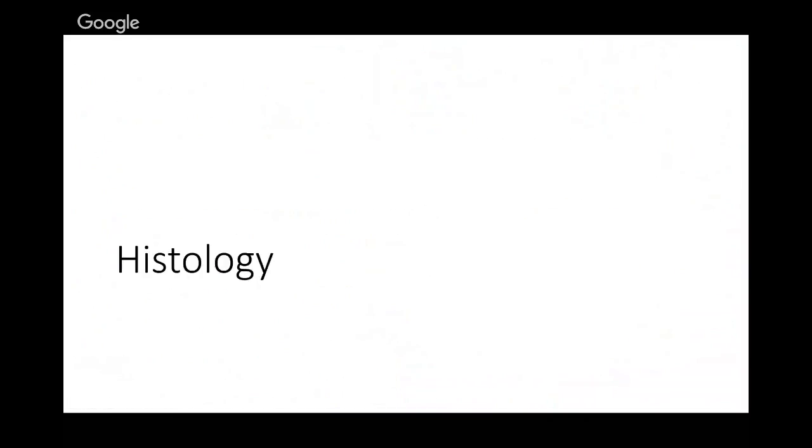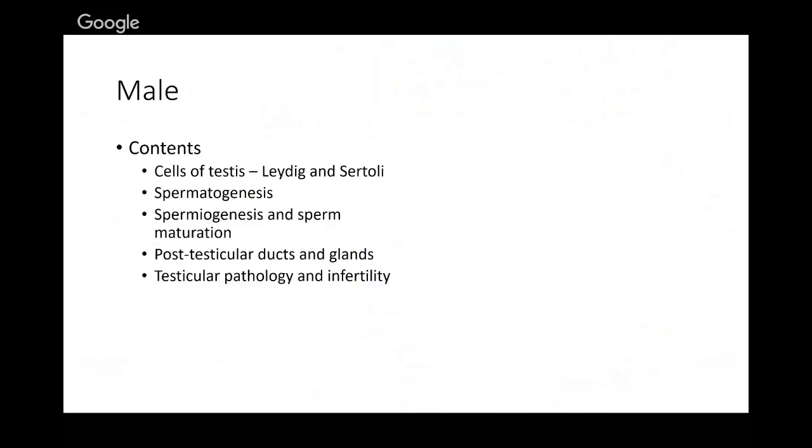Okay, so yeah, that's that for gross anatomy. In terms of histology, with the male, the idea is you gotta know the cells of the testis and their function, the process of spermatogenesis, followed by spermiogenesis and sperm maturation, and histology of the post-testicular duct and glands, as well as the pathology that can go with it.